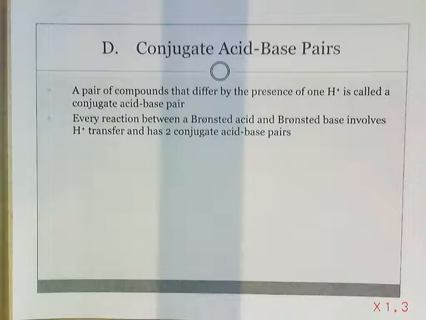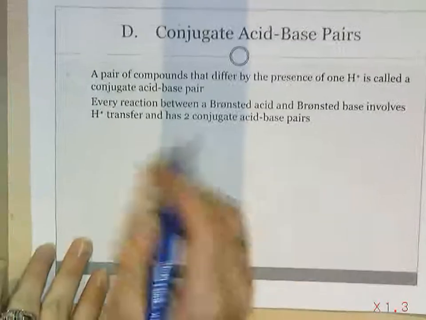All right, so a conjugate acid-base pair is a pair of compounds that differ by the presence of a proton. Every reaction between a Bronsted acid and Bronsted base has two conjugate acid-base pairs. So pretty much what we just did, but now we're going to define it. So let's say I have this reaction.